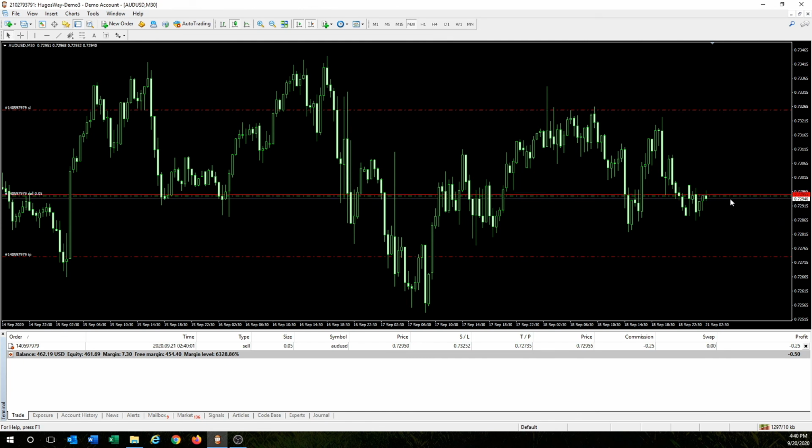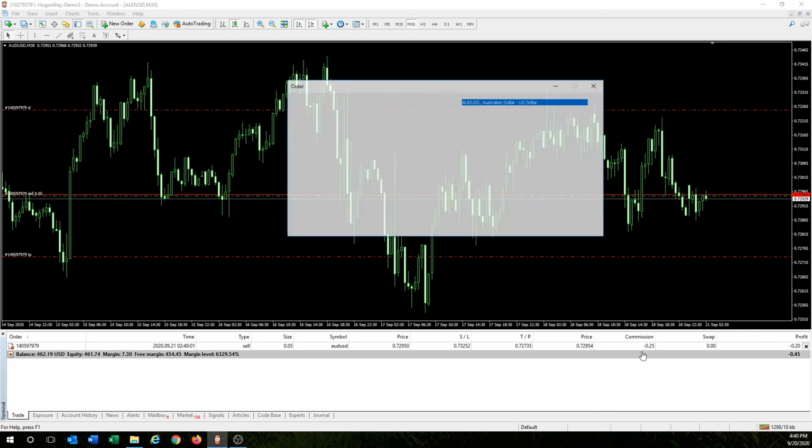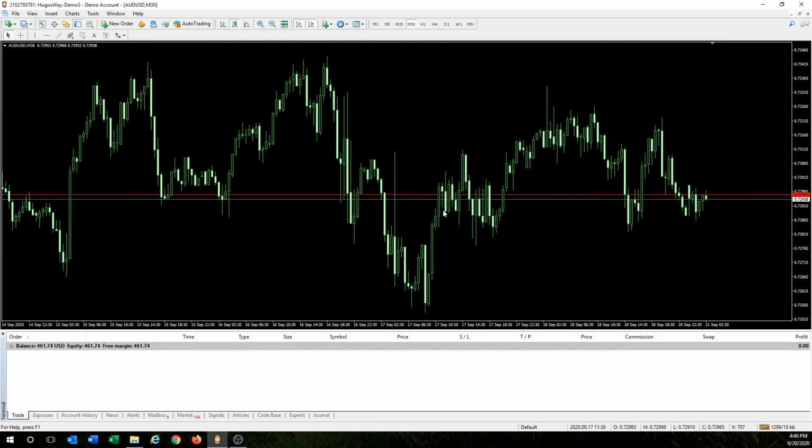So when we're selling, it opens up on the gray line, and the red line will be the trigger for the stop loss and take profit. And it's the opposite when we're buying. When we're buying, the red line is where it opens and the gray line will be the trigger. Okay, so that's the main stuff I wanted to show you on MetaTrader 4.